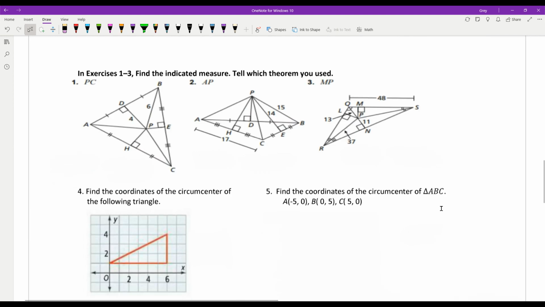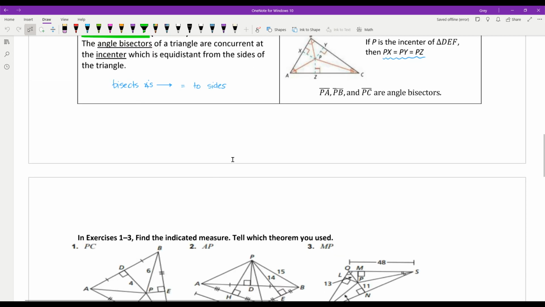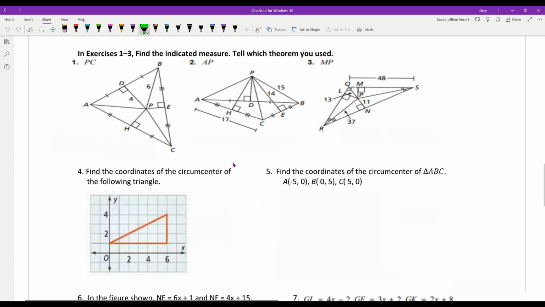All right, so in this first picture, we have PD, PH, PE. Those are all bisecting the sides. Sorry, don't know why it does that. If it's bisecting the sides, then I know it's the circumcenter theorem. And if it's the circumcenter, it's equidistant to the angles. So if I know that BP is 6, that's the distance to an angle, then I know this guy has to be 6 and that guy has to be 6. So I know that PC is equal to 6.